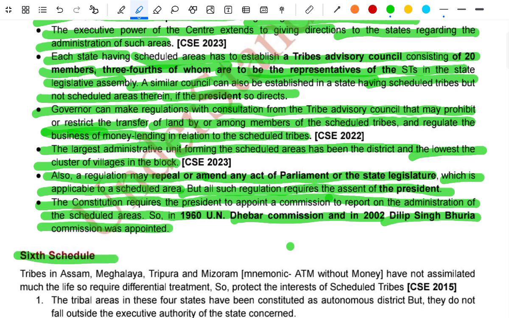Sixth Schedule and the tribes in Assam, Meghalaya, Tripura and Mizoram. The tribes have not assimilated much and required differential treatment, so as to protect the interests of the scheduled tribes.